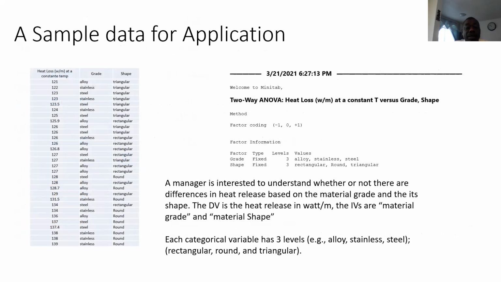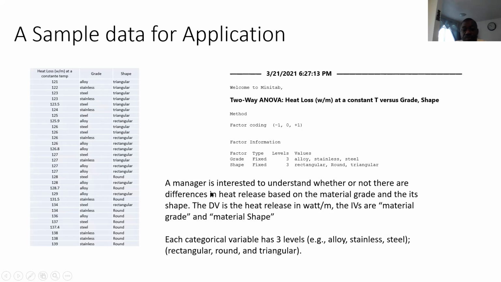Now, here is our real-life example. We have the data here. On the left side, the heat loss, which is in watt per meter. And our categorical variables, grade and shape. And the grade had 3 levels: alloy, stainless, and steel. The shape also had 3 levels, we would say triangular, rectangular, and round. So we will be evaluating the impact or the effect of each one of these on the heat loss and the interaction between the 2, if any.